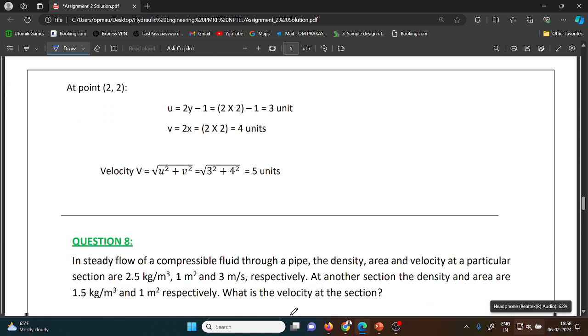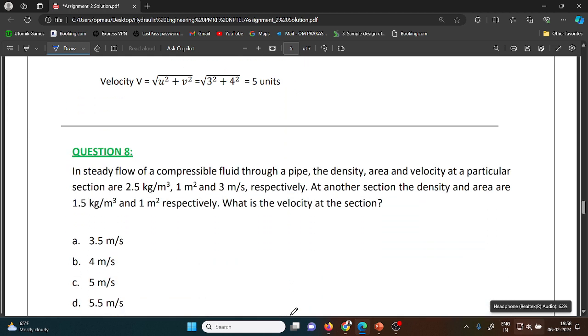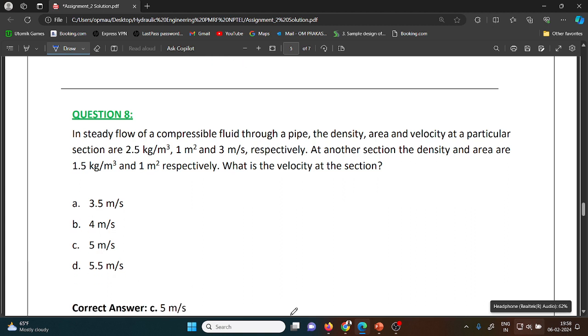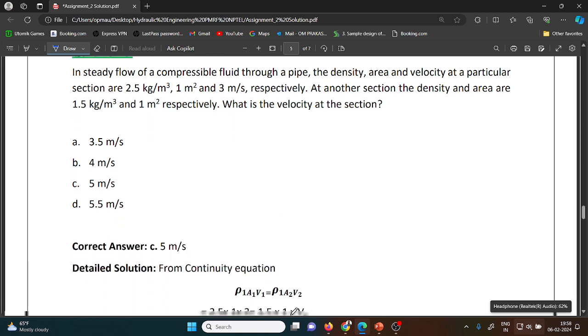Now moving ahead, question number 8. In steady flow of a compressible fluid through a pipe, the density, area and velocity at a particular section are given: density 2.5, area 1 meter square, and velocity 3 meter per second. At another section the density is 1.5 and area is 1 meter square. What is the velocity at that section? So it is very important, that is the continuity equation you will apply here.